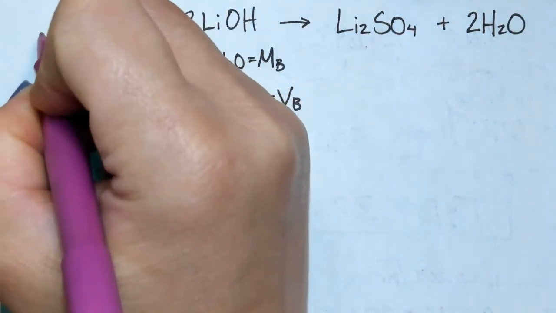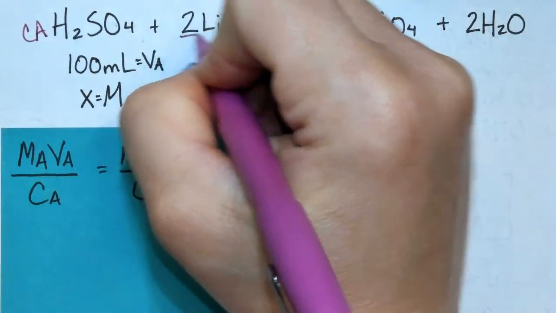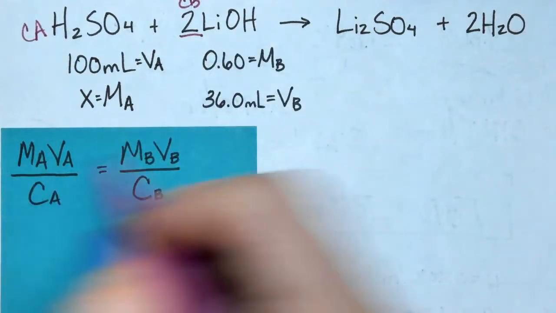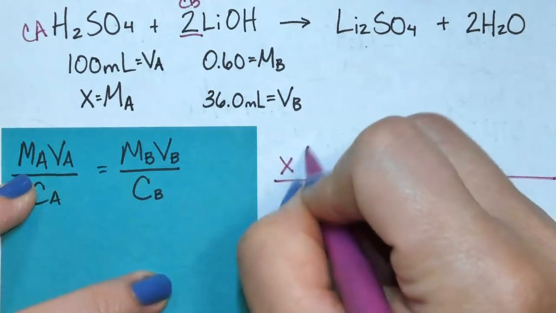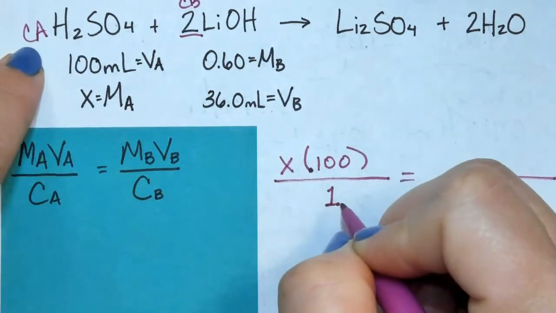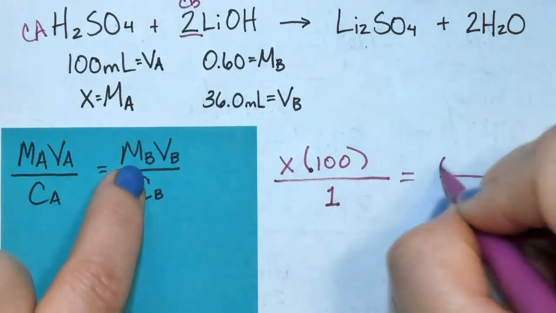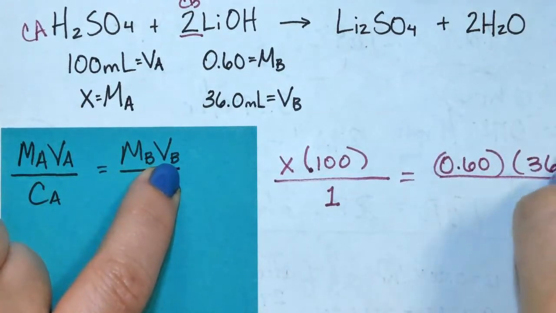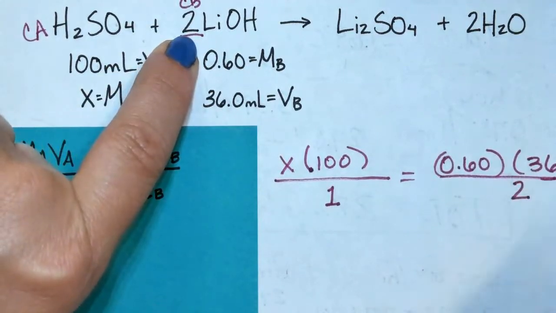And so the coefficient that's here in front of your acid, that's the coefficient of the acid. This 2 here is the coefficient of the base. There's our volume of acid, Ma. So we're going to fill out our equation where it is X times 100 over 1, and then the base is MB 0.60 times the volume 36.0 over the coefficient of the base, which is this 2 here.